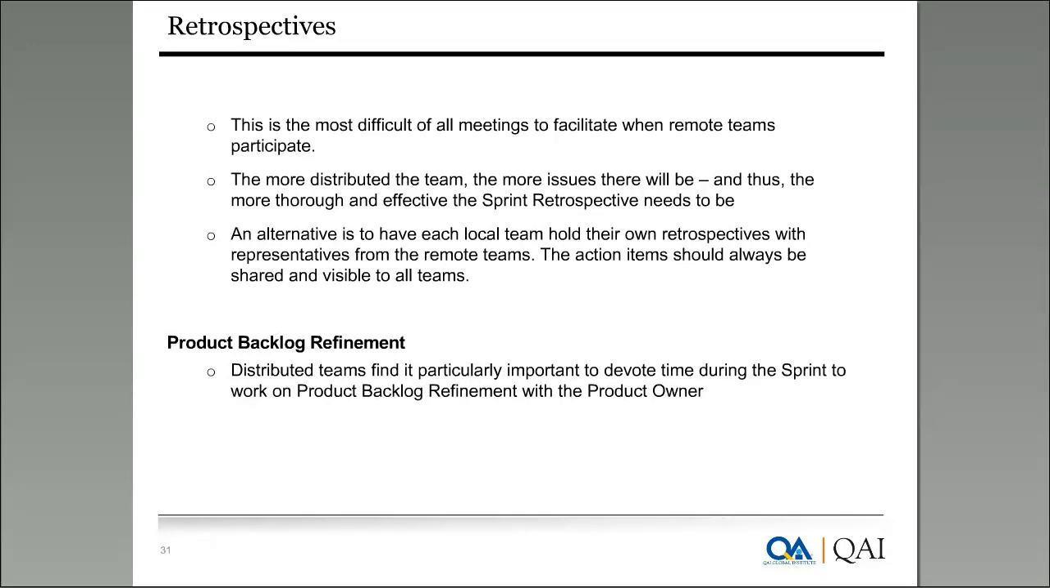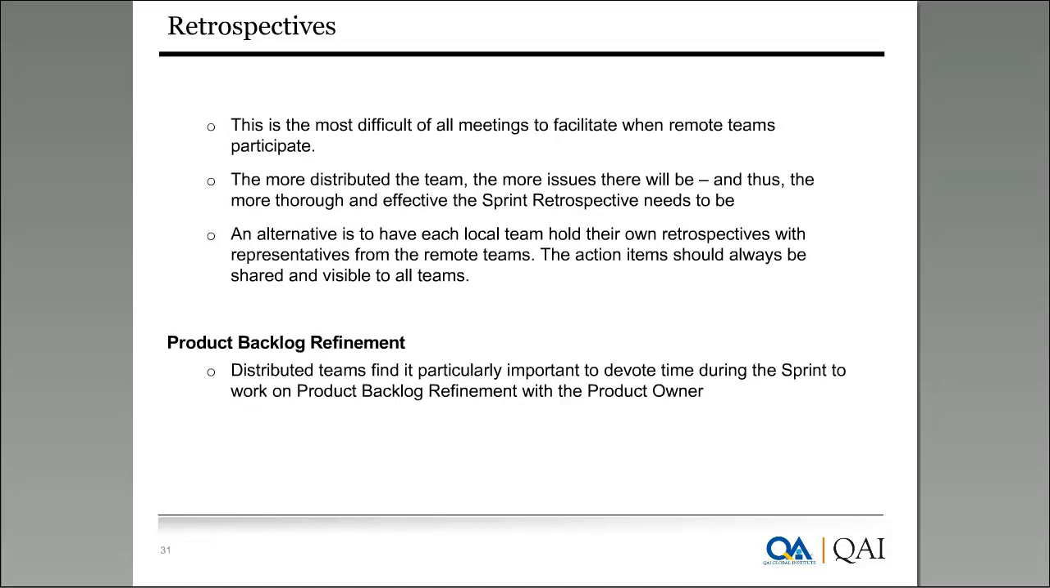And the other thing is the retrospective. Retrospective is always thought of as not so important compared to a demo, right? But if you look at it from the distributed team perspective, this is more important, because the more issues there will be in distributed teams, the more thorough and effective the sprint retrospective needs to be. If you ask me, the sprint retrospective plays a major role, especially in distributed teams. An alternative is for the local teams to hold their own retrospective, and each team then shares the action items. These are all workarounds that can be practiced, but we must ensure that these things are practiced in the sprint.